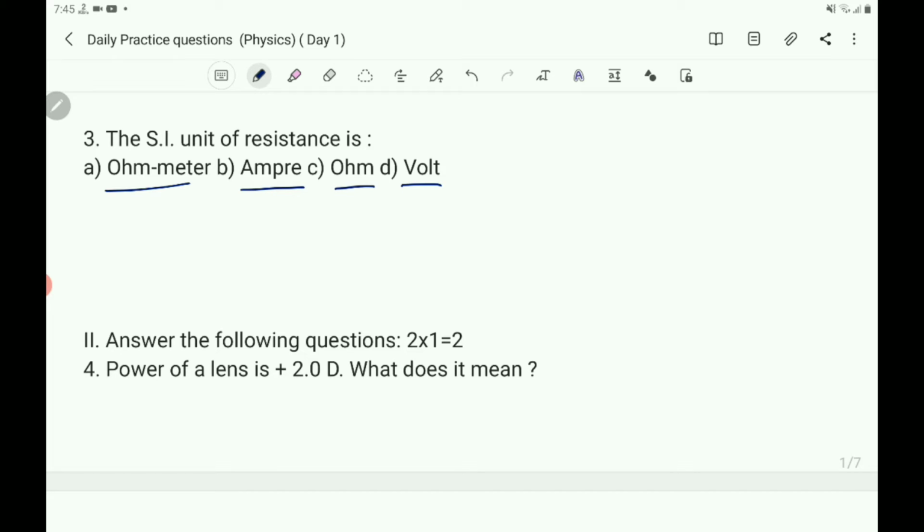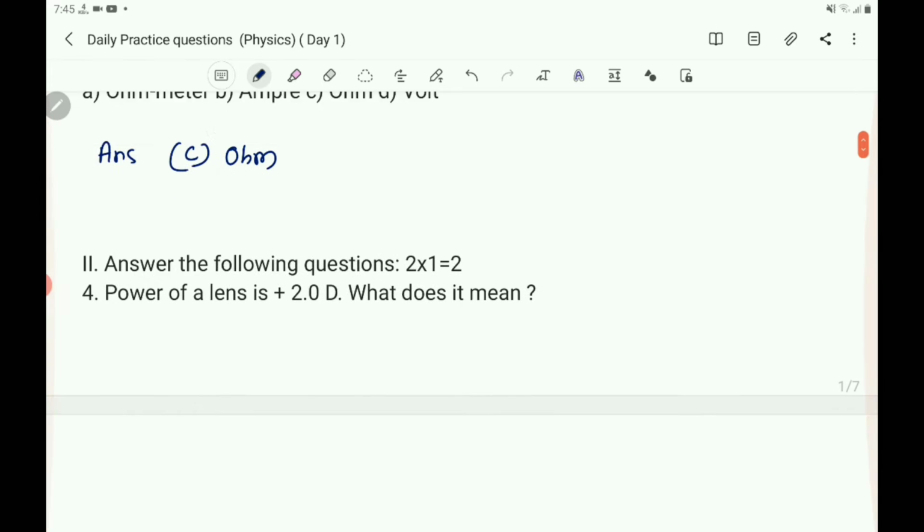You know that ohm meter is the SI unit of resistivity, ampere is the unit of electric current, and ohm is the unit of resistance, and volt is the unit of potential difference. So what is the answer? Answer is C, ohm. That is the SI unit of resistance. So right answer C, ohm. That is the SI unit of resistance.